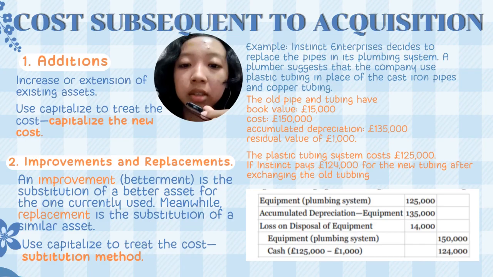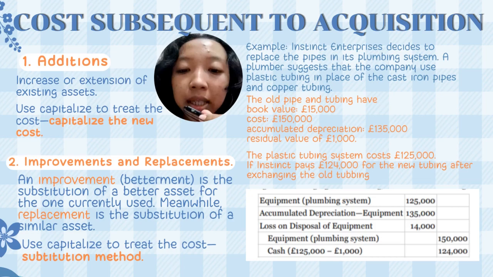And then the second type is improvement and replacement. Improvement and replacement are two different things. An improvement is the substitution of a better asset for the one currently used.